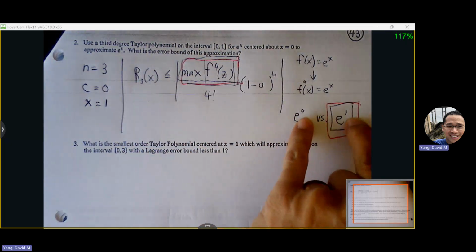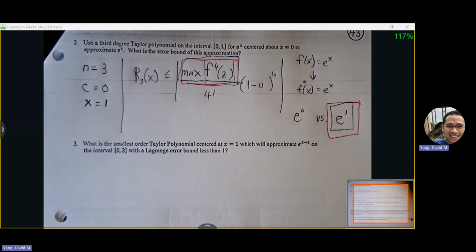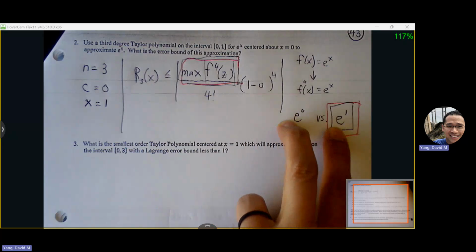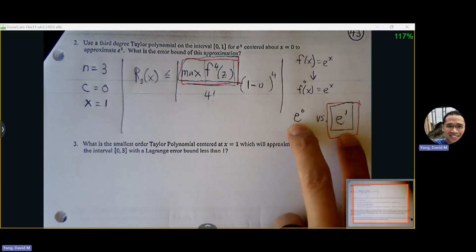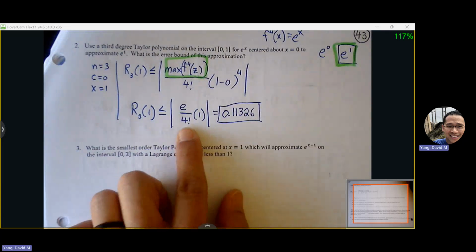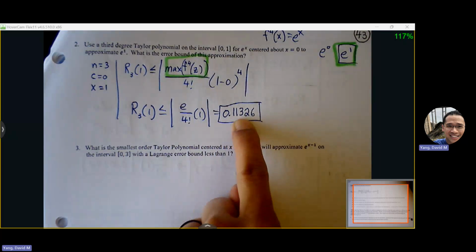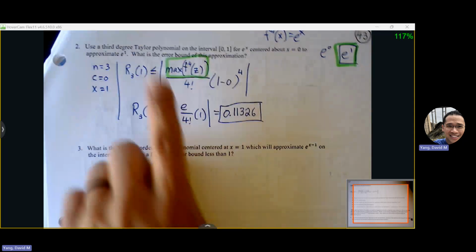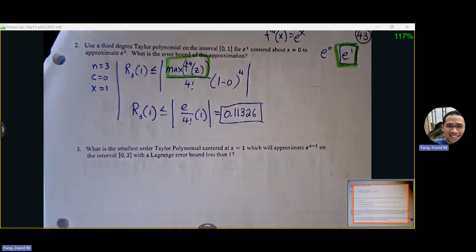You only have to worry about testing between the x and c value. Don't have to worry about what if it's stuck somewhere in between. Your function at the n plus first derivative will always be increasing or always decreasing, so it's safe to just consider these 2 options. Then we can just put that all in. It's e over 4 factorial times 1, and this is the worst case scenario of our third degree Taylor polynomial. We're only going to be off by, at worst, 0.11326.